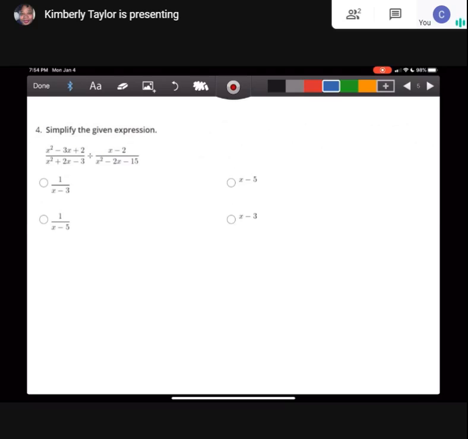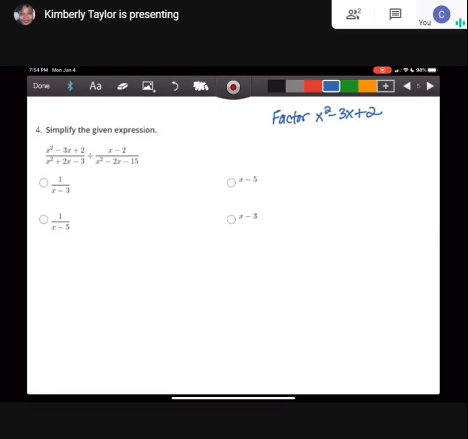So it says, simplify the given expression. So with each one of these expressions in this division problem, you have to simplify or convert each one of your trinomials to, you would have to factor it. So you have to factor 3 of them really, and not all 4. So let's factor the x squared minus 3x plus 2.